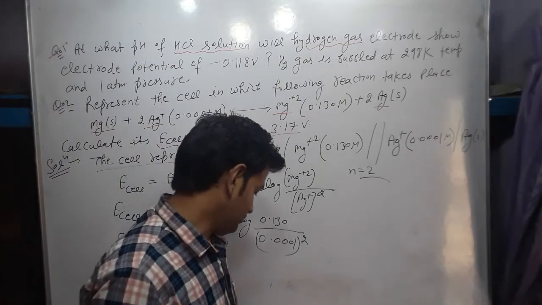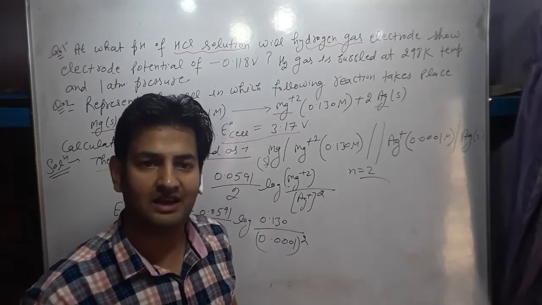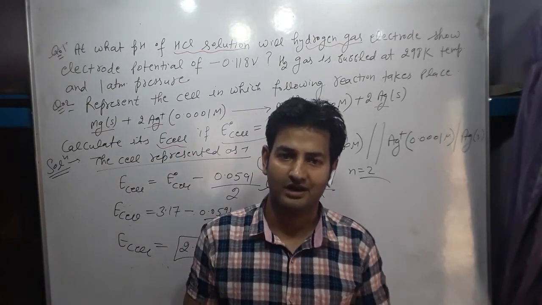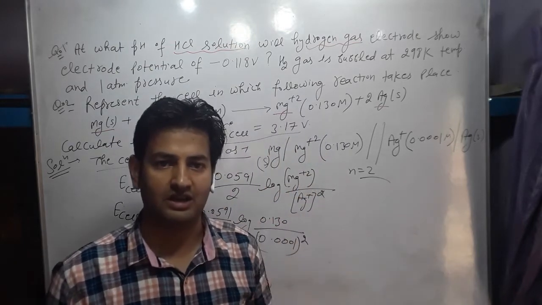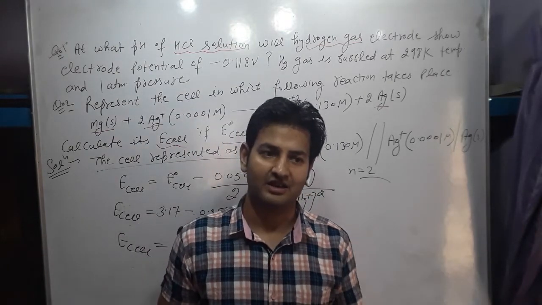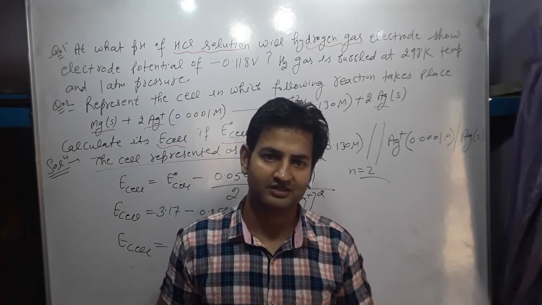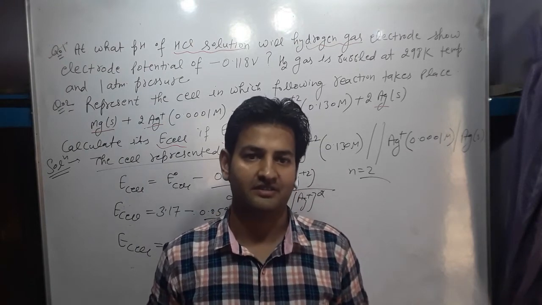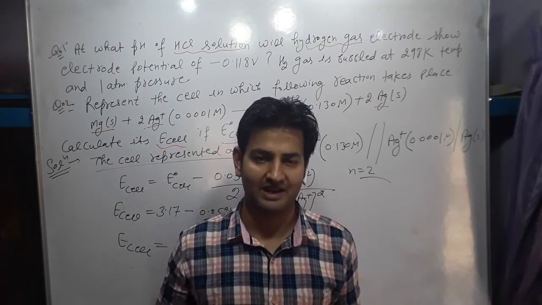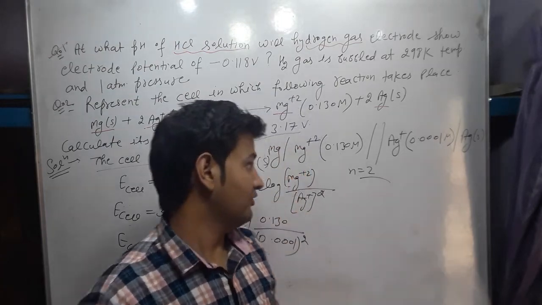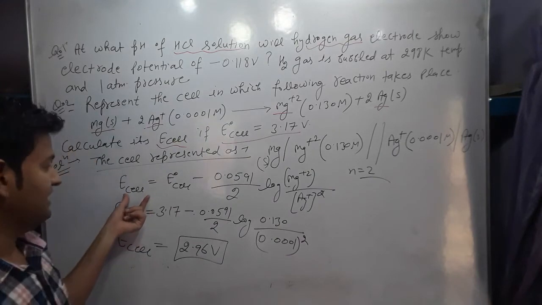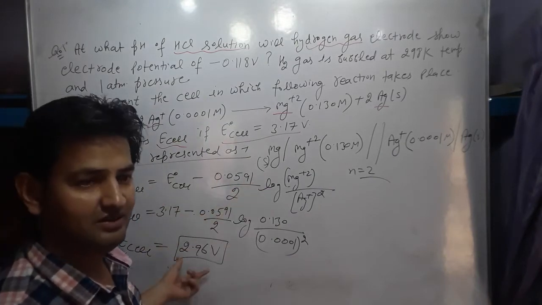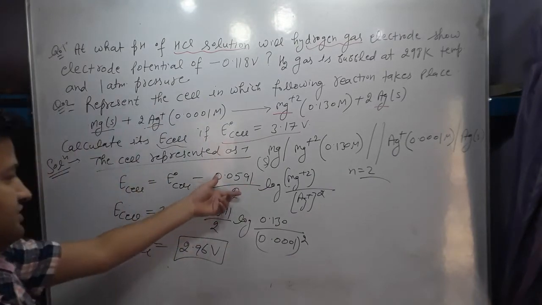So if we have to represent any cell, we apply LOAN and RRCP. The metal which undergoes oxidation is written on the left hand side, and the metal ion which undergoes reduction is written on the right hand side, which acts as the cathode, and the left hand side acts as the anode. So we can represent the cell. And the next point is that the EMF of the cell can be calculated simply by using the Nernst equation.